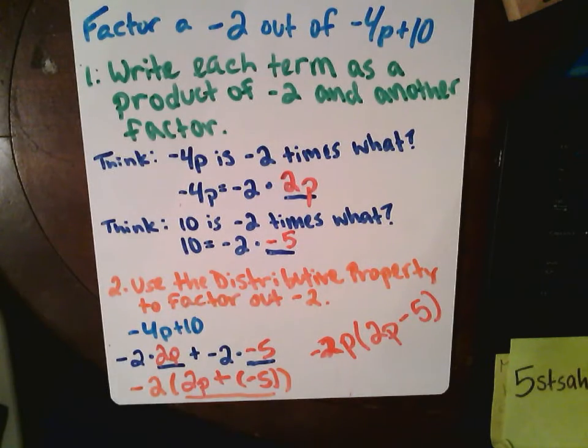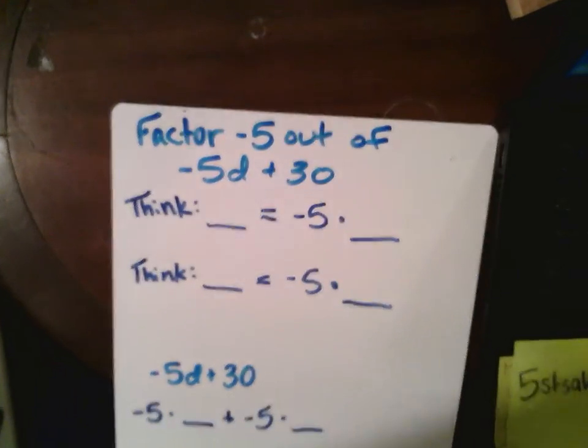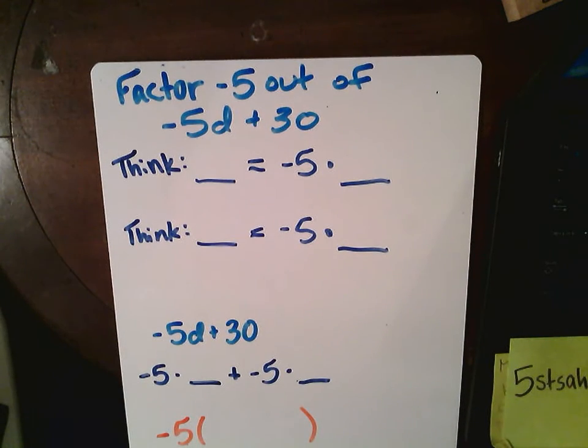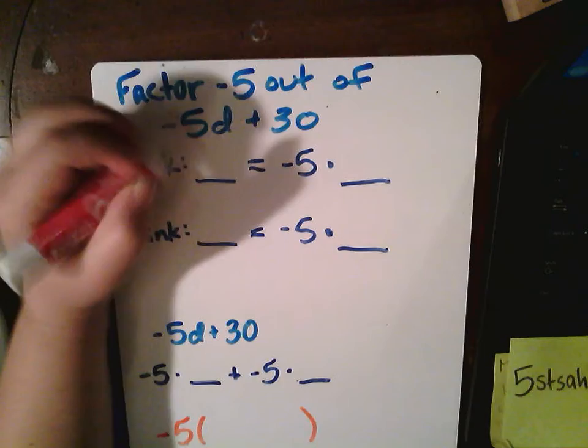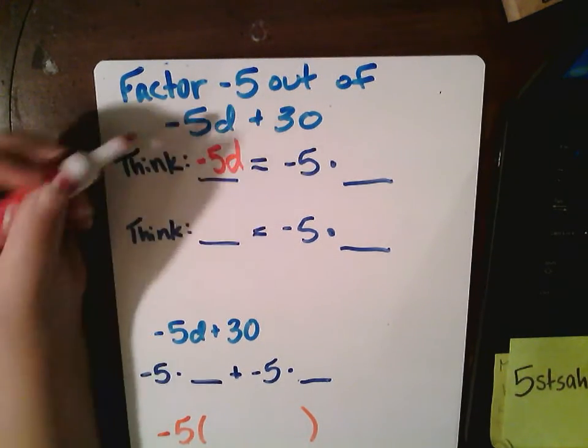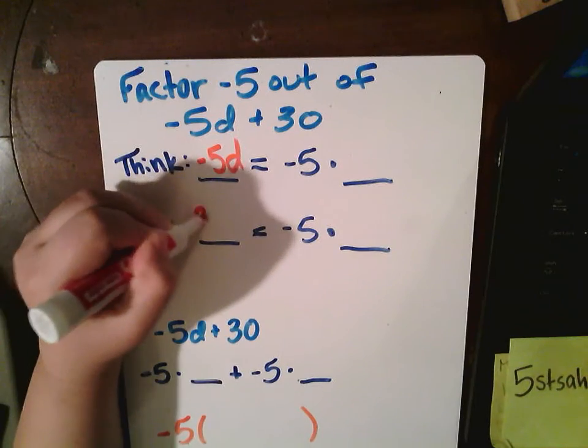Alrighty, let's find the next board here. The next example is going to be factor a -5 out of -5d plus 30. So you'll notice I took away my written out rules, but I'm still going through that thought process. I start with pulling out a -5, and I have to write in my two factors here. So my first term is -5d. My other term is 30.